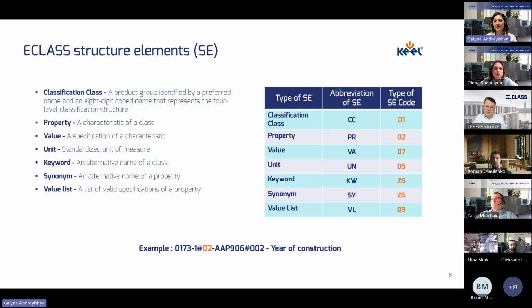In the table, you can see that each structure element has its own identifier code. So here we have codes. And this shows that ECLASS is not just descriptive text, it is a structured coded system where each element has a defined role.